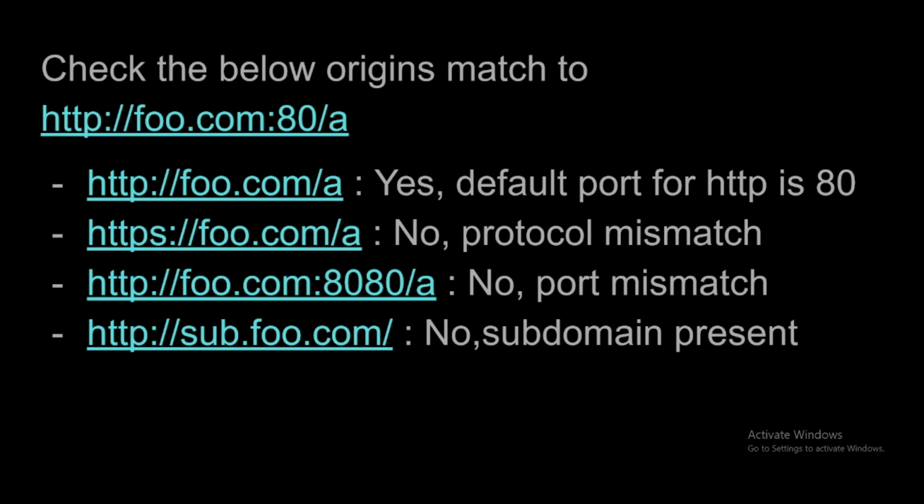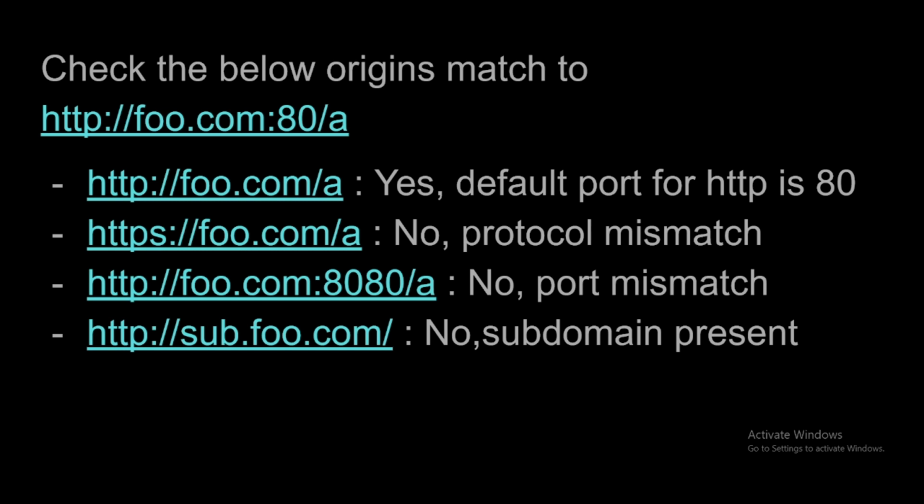Okay, so here http://foo.com/a is in the same origin as http://foo.com:80/a. Of course, yes, because by default the HTTP port is 80. So, of course, this is in the same origin because it has the same protocol, same domain, and same port.